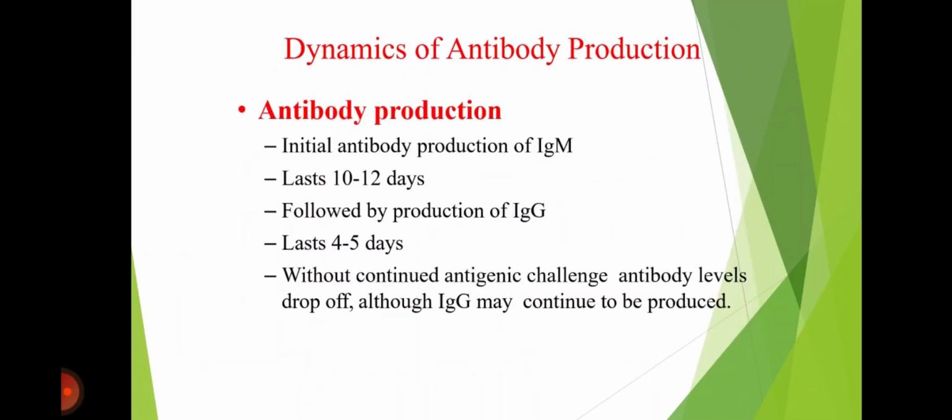Now antibody production. Initial antibody production of IgM lasts 10 to 15 days, followed by production of IgG, which lasts 4 to 5 days. Without continued antigenic challenge, antibody levels drop off, although IgG may continue to be produced.